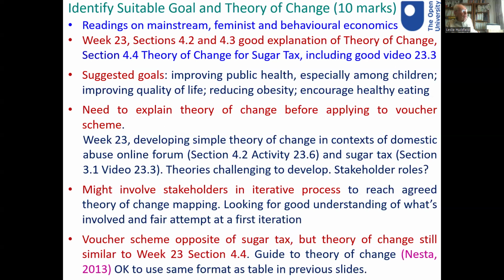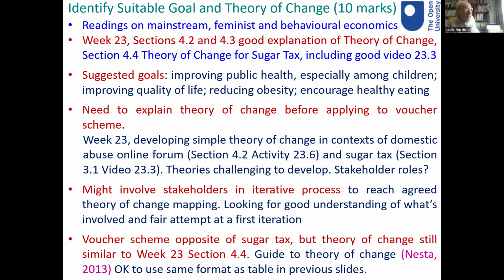The goals, obviously, that you might build into your theory of change, I've suggested some there. You need to explain the theory of change before applying it to the voucher scheme about which you're designing an evaluation. The theory of change design, we'll get into that. The extent to which you're going to start involving the stakeholders is also important. The voucher scheme, if you like, is the opposite of a sugar tax in that you're going to be giving a discount for doing something rather than penalizing people for using something.